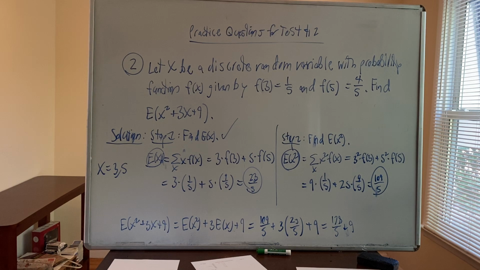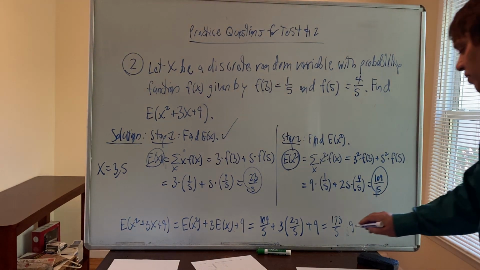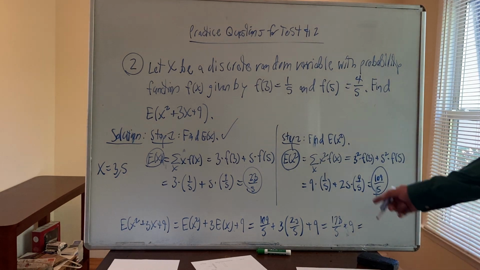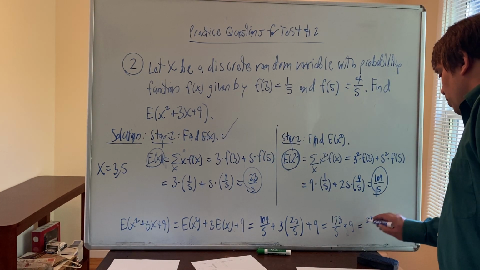69 plus 109 is 178, because it's 109 plus 70 minus 1, which is 179 minus 1, which is 178. So 178 over 5 plus 9. 9 is 45 over 5, and so 45 plus 178 is 223. So it's 223 over 5.